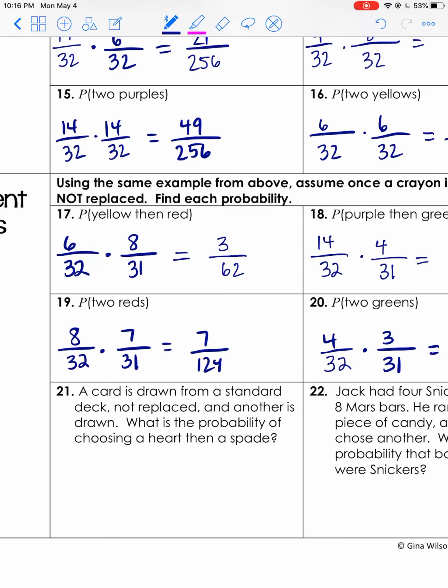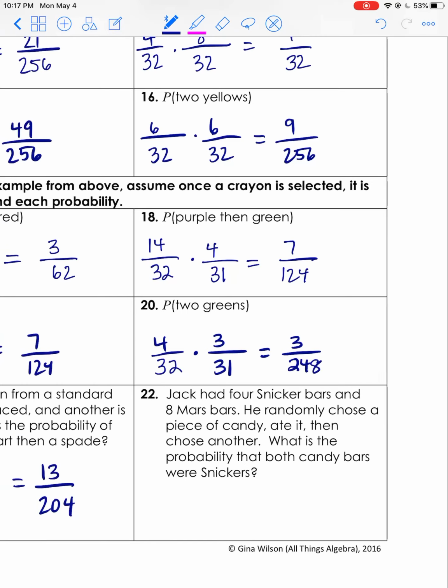A card is drawn from a standard deck, not replaced, and another is drawn. What is the probability of choosing a heart, then a spade? All right, so there are 13 hearts in a deck of cards. If you don't know this, guys, Google is a great resource, all right? So there are 13 hearts, so 13 out of 52. But then you don't replace the card and you want to know what the probability is that you choose a spade. Well, there are still 13 spades, but there's only 51 cards total. 13 out of 204, number 22.